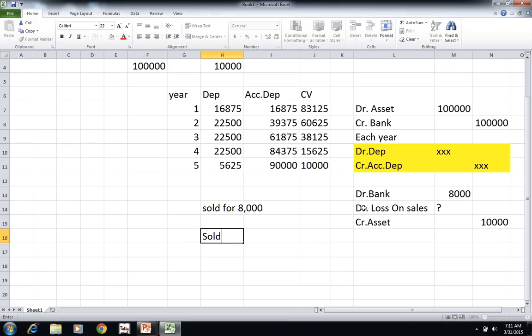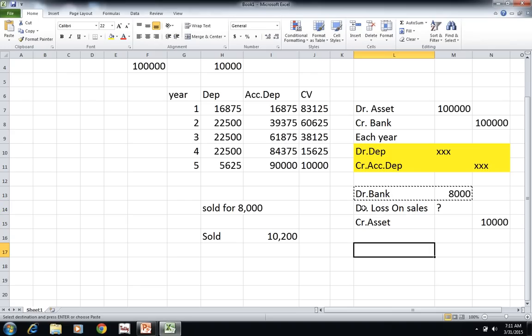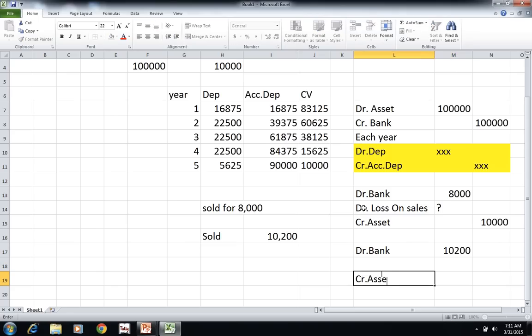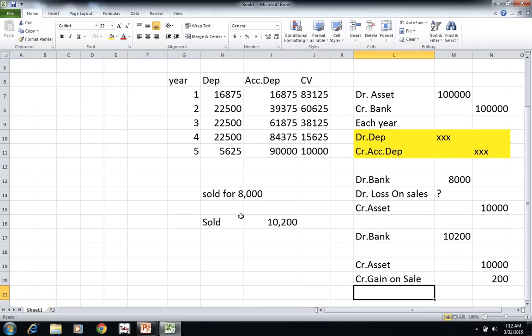If the asset is sold for, say, 10,200, it is a gain of 200. Credit gain. The bank account will be debited with the 10,200 you are getting. Asset account will be the same, 10,000, because the asset value is only 10,000. And you will have a gain on sale. Don't call it profit, call it gain on sale, 200.